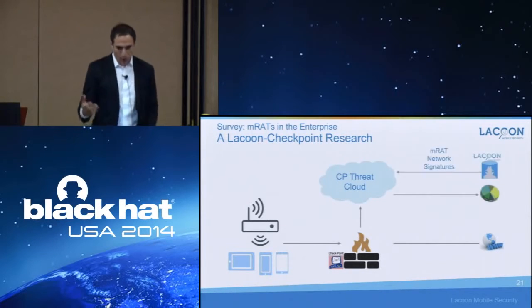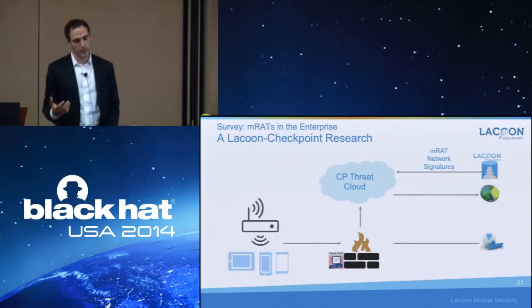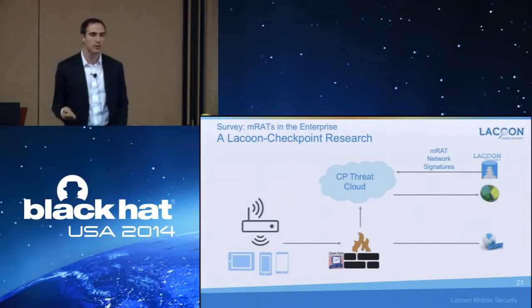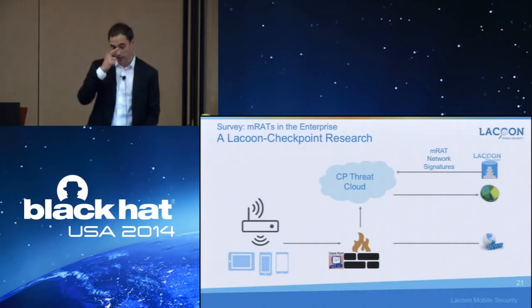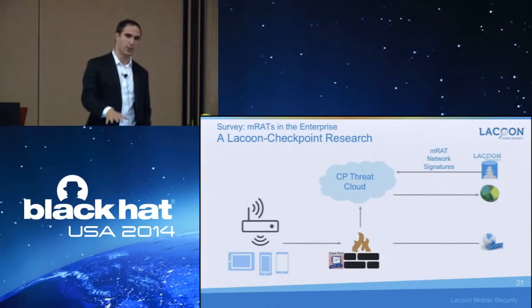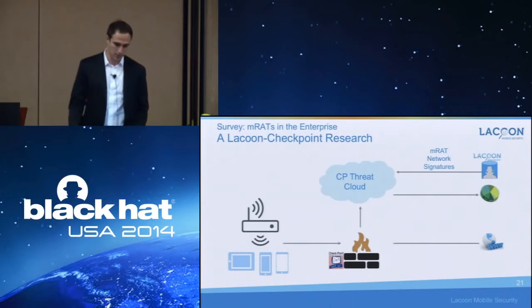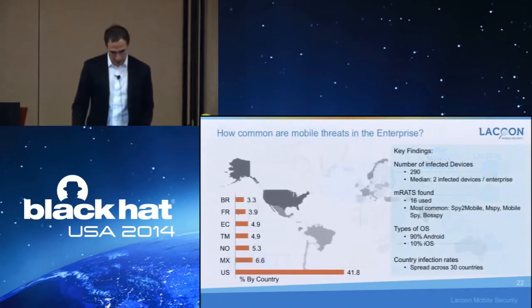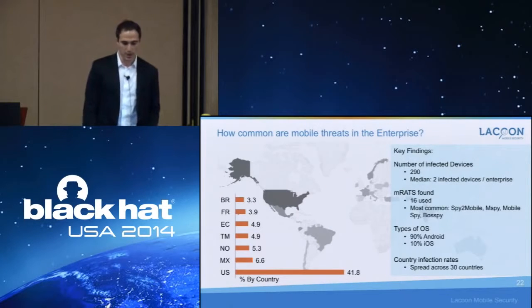So we took about 20 of those MRATs. We analyzed their C2 channel, okay? What is the DNS or the IP address that they're connecting to? And we gave those signatures to Check Point. Check Point ran it for several weeks on their gateway, and basically they gave us the results. So essentially, those are the rough results from that experiment, and those are the key findings.